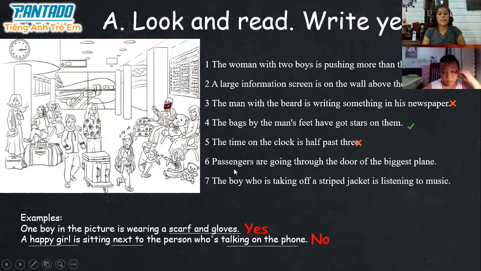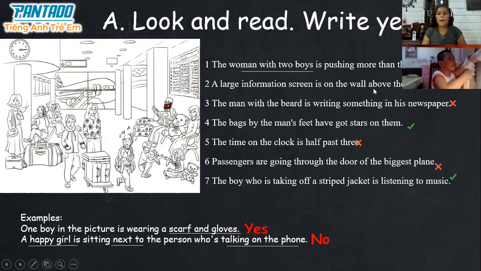Okay, number six. Passengers are going through the door of the biggest plane. Number seven, the boy who is taking off a striped jacket is listening to music. This boy, who is taking off a striped jacket, is listening to the music. Finish. Okay, let us see if your answer is correct.